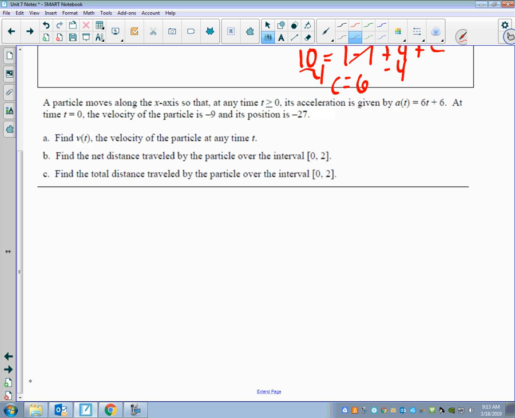So again, we can't forget the stuff that we've been doing, and so this is just kind of a nice little review about acceleration and velocity and net distance versus total distance. Now that we can do integrals, remember that if you just take the integral of velocity, then you get the net distance traveled, but if you take the integral of the absolute value of velocity, you get the total distance traveled. And so this one says find the velocity of the particle given acceleration.